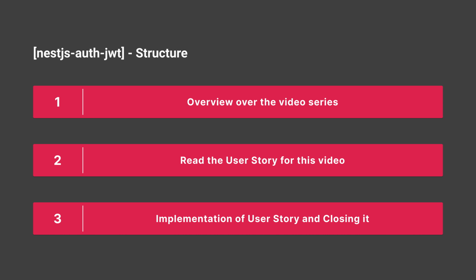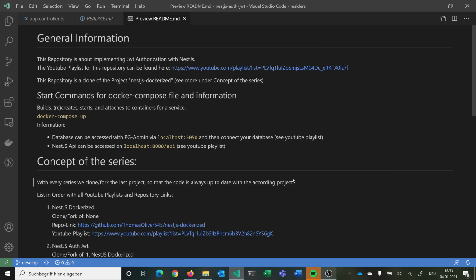And we go a little bit over the structure here. So first we want to have an overview of the video series. What are we doing? How are we achieving that everything is Dockerized very easily and that we have a good Git history? Then we want to read the user story for this video and for the following videos. And then we implement the user story and close it. So let's have a short overview over this video series.